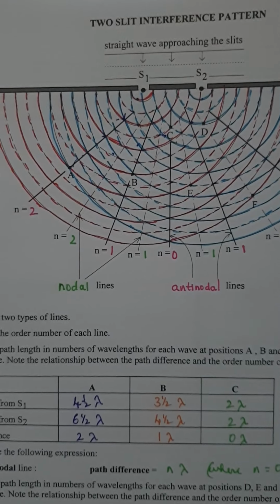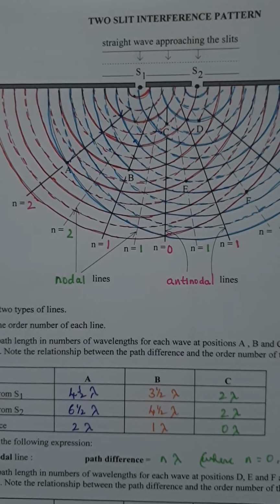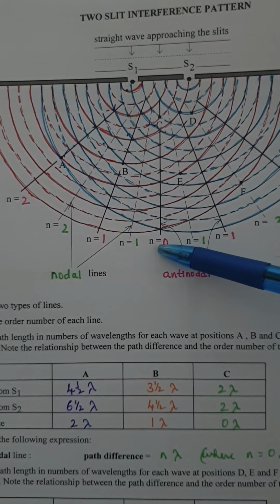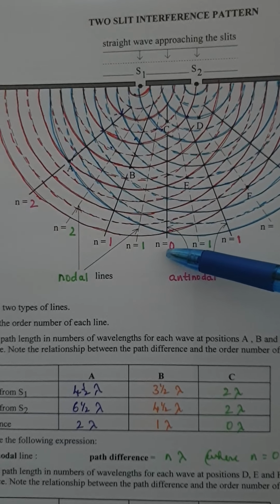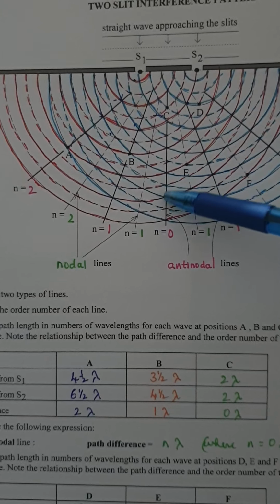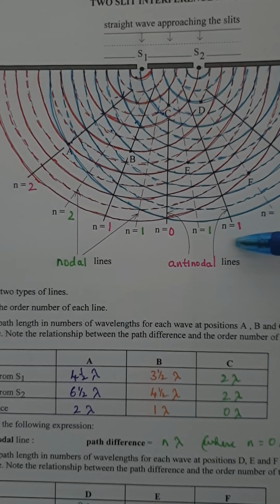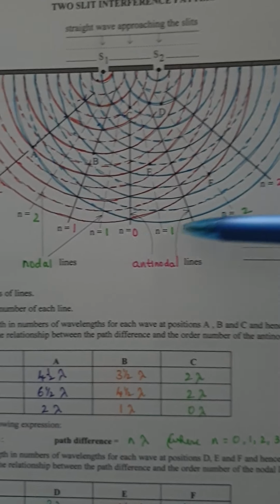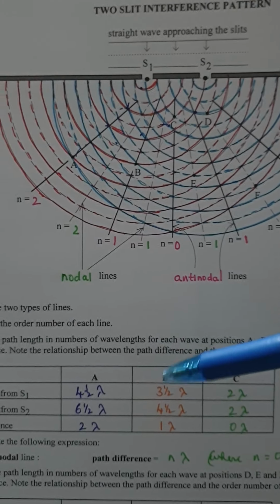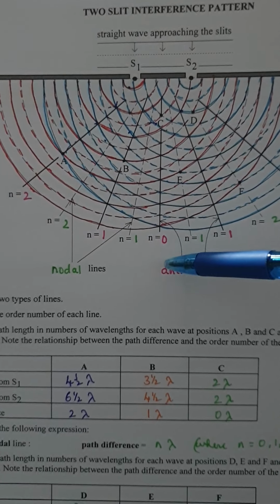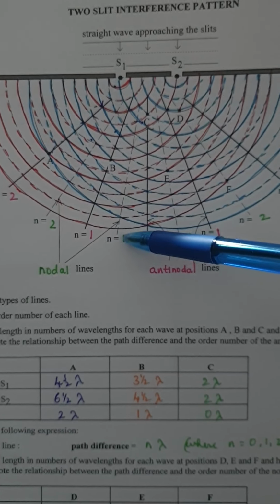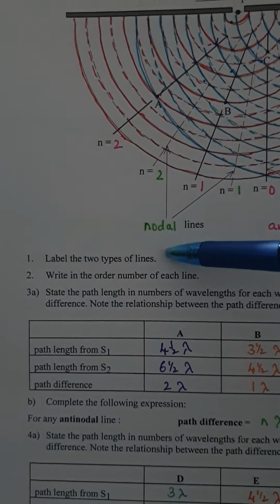Both the nodal lines as well as the antinodal lines are numbered from the center outwards, and this is called an order number. The central antinodal line is n equals 0. I've color coded those as well: pink for antinodal and green for nodal. The next bold line is n1, and the one beyond that is n2. Similarly, on the other side of n0, you've got your n1 and your n2. Those are your order numbers for antinodal lines. In between the antinodal lines you've got your nodal lines, which also go 1 and 2 on one side, 1 and 2 on the other side. That's how we've answered questions 1 and 2.